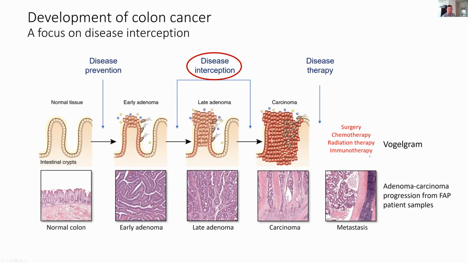So traditionally, the approaches have been on disease therapy. If you have colon cancer, obviously you take it out. You might have neoadjuvant or adjuvant chemotherapy. If there's residual disease, if there are focal lesions, you have radiation therapy. And of course, a lot of the approaches these days are in immunotherapy as well.